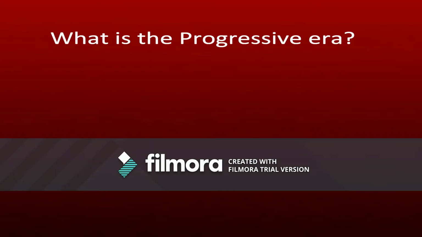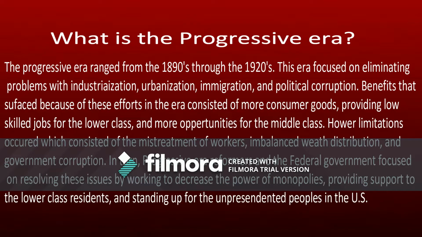What is the Progressive Era? The Progressive Era ranged from the 1890s through the 1920s. This era focused on eliminating problems with industrialization, urbanization, immigration, and political corruption.